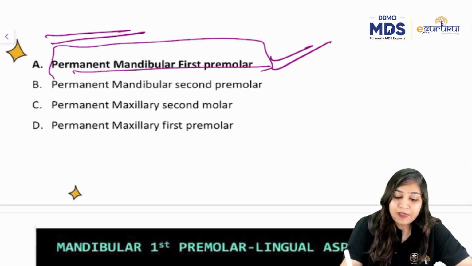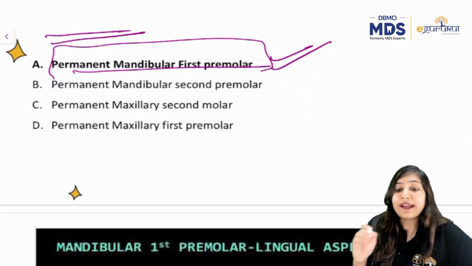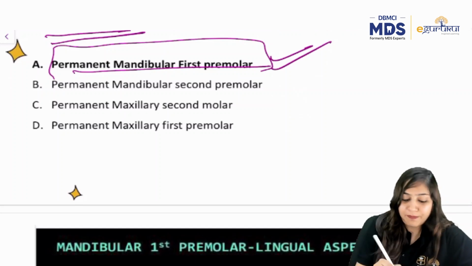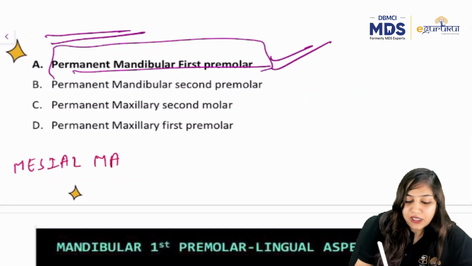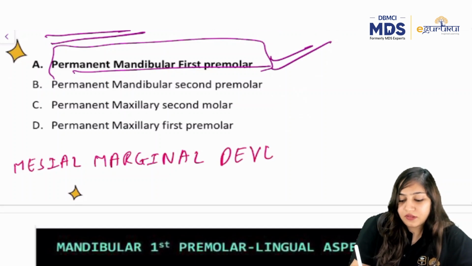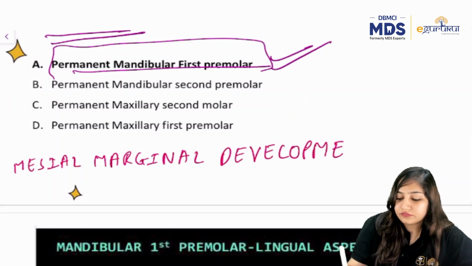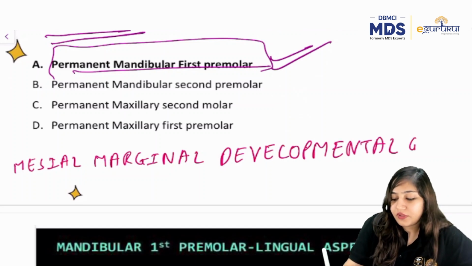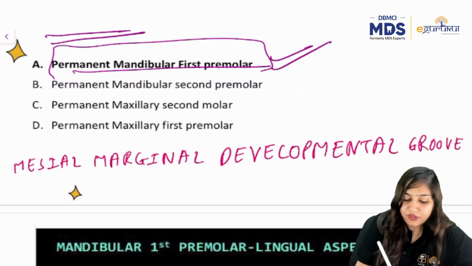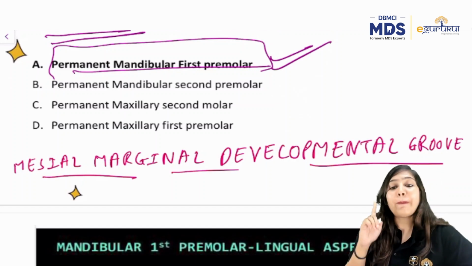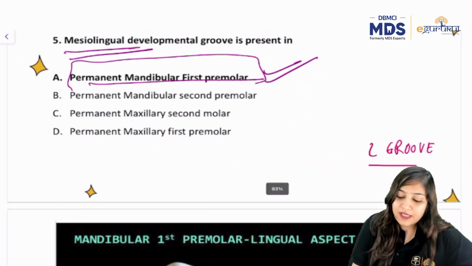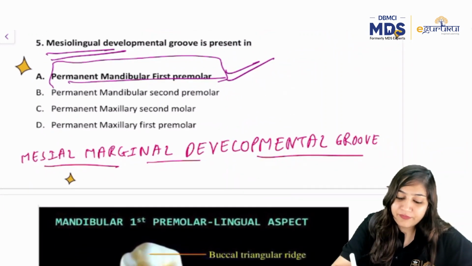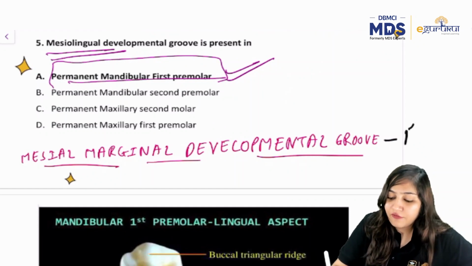So you can also remember there are some other characteristic grooves. Mesial marginal developmental groove. This groove is present in which tooth? Maxillary first premolar, permanent maxillary first premolar. So mesial marginal developmental groove for first premolar.